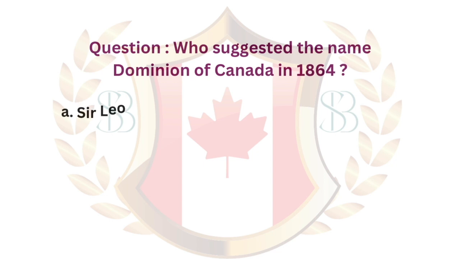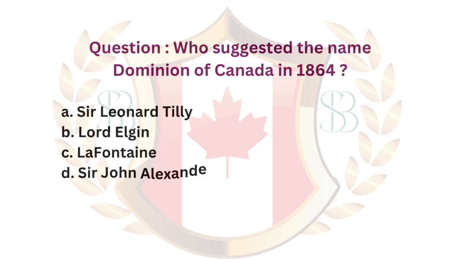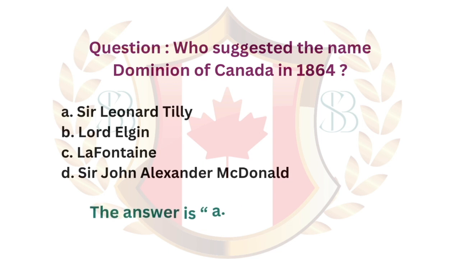Question. Who suggested the name Dominion of Canada in 1864? A. Sir Leonard Tilley. B. Lord Elgin. C. LaFontaine. D. Sir John Alexander Macdonald. The answer is A. Sir Leonard Tilley.